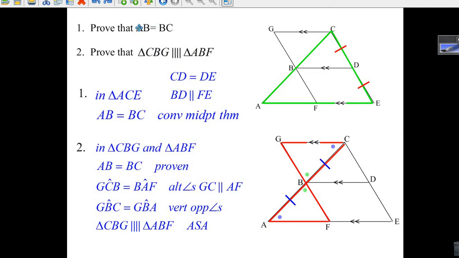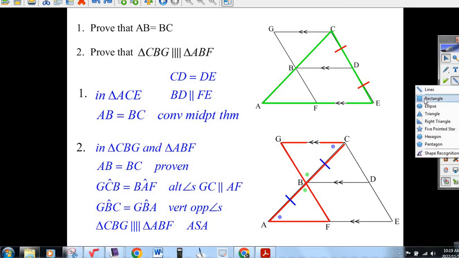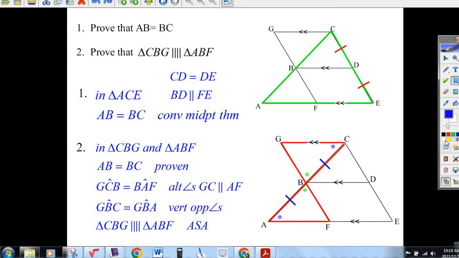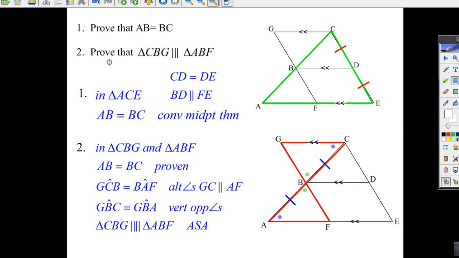Now this congruency stuff can come up at any time, and they might just ask you to prove that triangle CBG is similar. It's just the way my math type doesn't have a nice similar symbol, so I'm going to get rid of one of those lines here. There we go. Prove that triangle CBG is similar to triangle ABF. If we want to prove that two triangles are similar, first highlight them in red. I'm going to go from C to B to G.